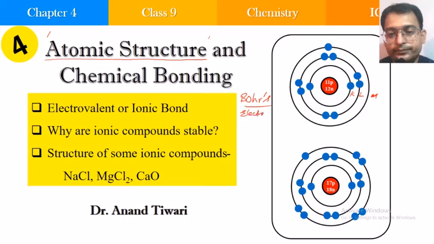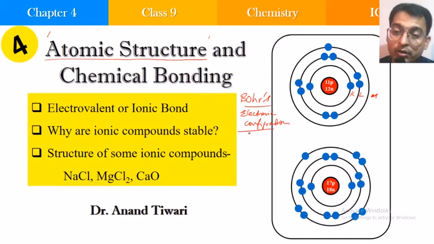Electronic configuration. We saw what is an electronic configuration. Then also we saw the octet rule that was proposed by Kossel and Lewis to explain the chemical reactivity of an element. So they were able to predict, by octet rule.